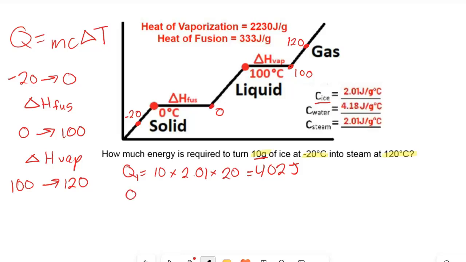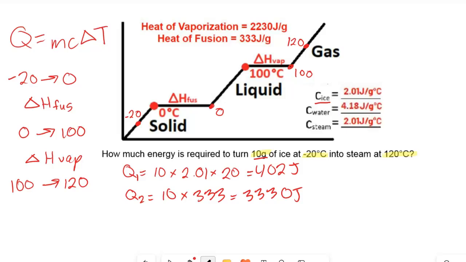Now the Q for our second section. So Q equals still 10, because again, our mass doesn't change. We're going through the heat of fusion, so that's times 333, and we get our answer, which is 3,330 joules. And that's our Q for section 2.